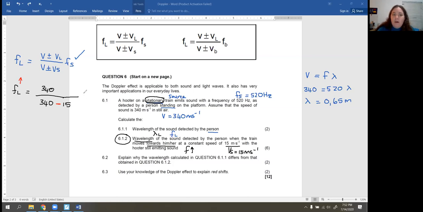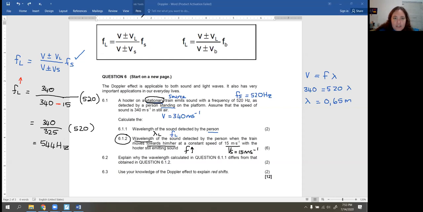So that's what we're going to have there, multiplied by the frequency of the source, and the frequency of the source was our 520 hertz. All right, now please be careful with your maths here. This is the only real place that you can mess up. So rather go slowly than end up with anything being wrong. 340 minus 15 gives me 325. I multiply that by 520, then divide by 325. I didn't do that right. 340 divided by 325 times 520, and I get an answer that the frequency is 544 hertz.